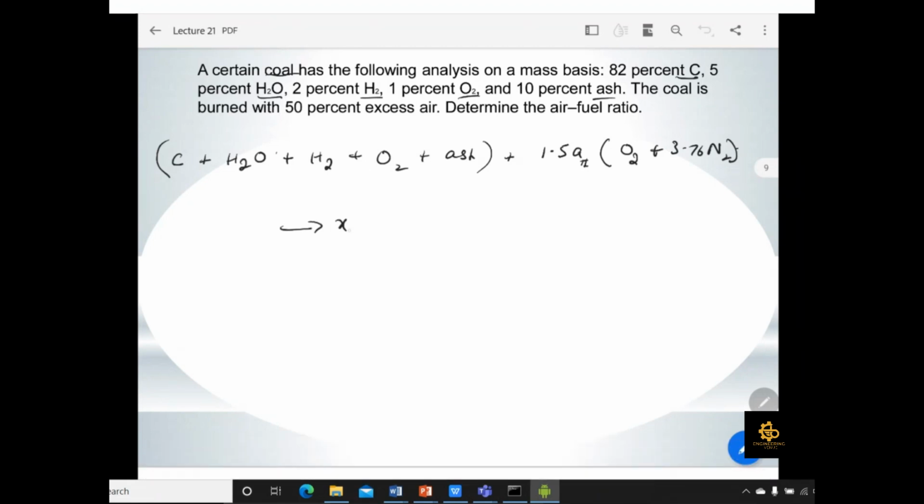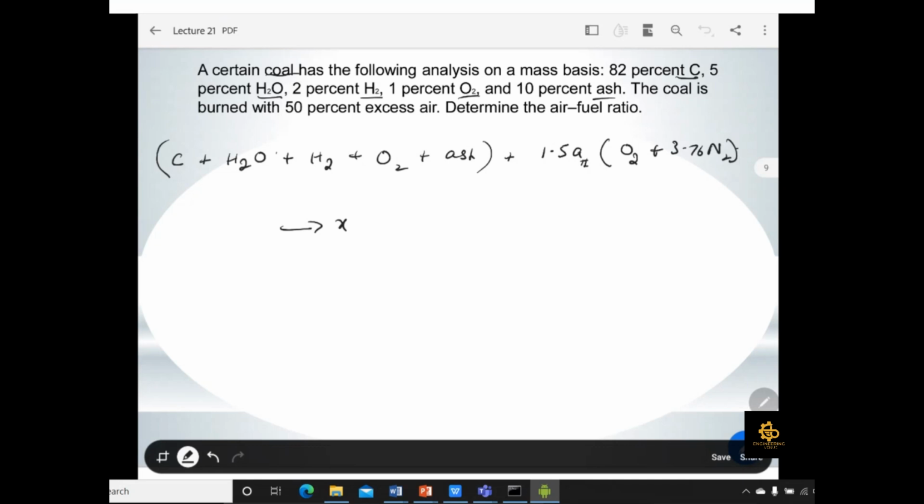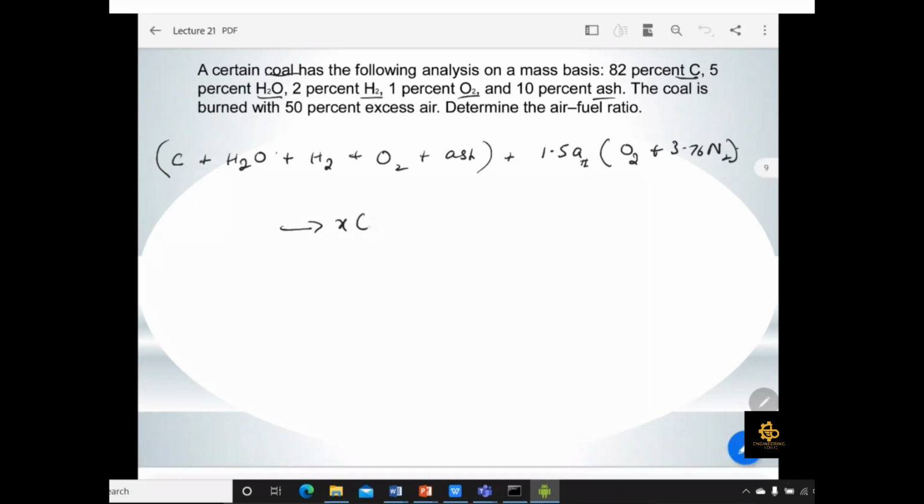Okay, now if you just say that it produces some products, it produces X mole of CO2, Y mole of H2O, and 0.5 into a_th, which is the stoichiometric coefficient, of O2, and 1.5 into 3.76 into the stoichiometric coefficient of N2, and plus ash. So this is the equation which has become.